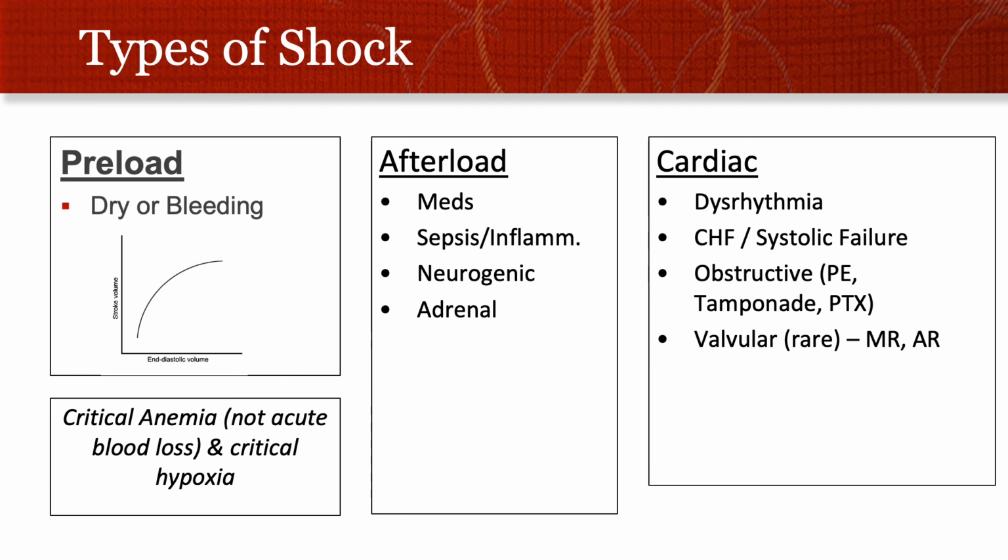Finally, cardiac causes are really diverse in nature. The most simple one to see and diagnose is a dysrhythmia because it's right there on the monitor. CHF or systolic failure can result either chronically or acutely from an MI or cardiac contusion. Obstructive etiologies are things you have to think about every time you have a patient in severe acute shock. Those are things like a pulmonary embolism, cardiac tamponade from bleeding or fluid, or a tension pneumothorax.